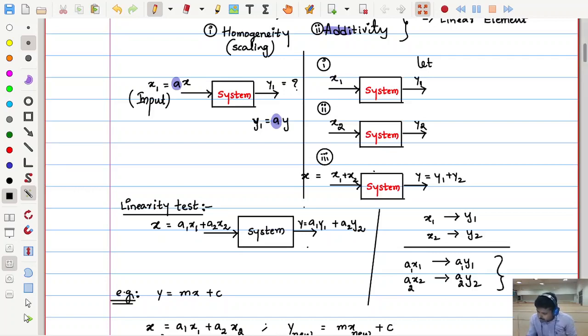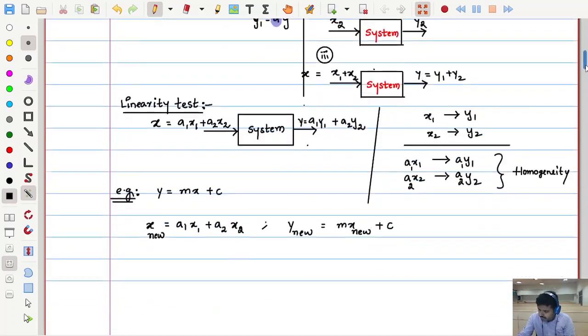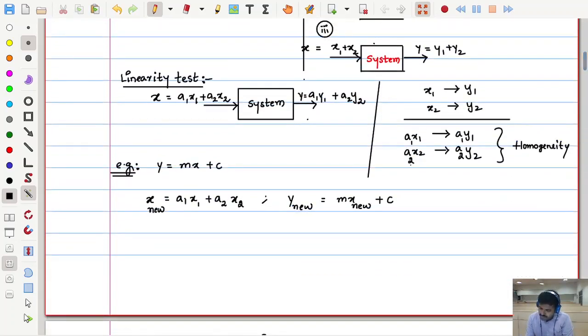That means this represents the homogeneity property. In addition to the homogeneity property, if I take an input which is the sum, a1 x1 plus a2 x2, what it gives is some output which is equal to a1 y1 plus a2 y2. Whichever system obeys this kind of output nature, we can call such systems linear systems.